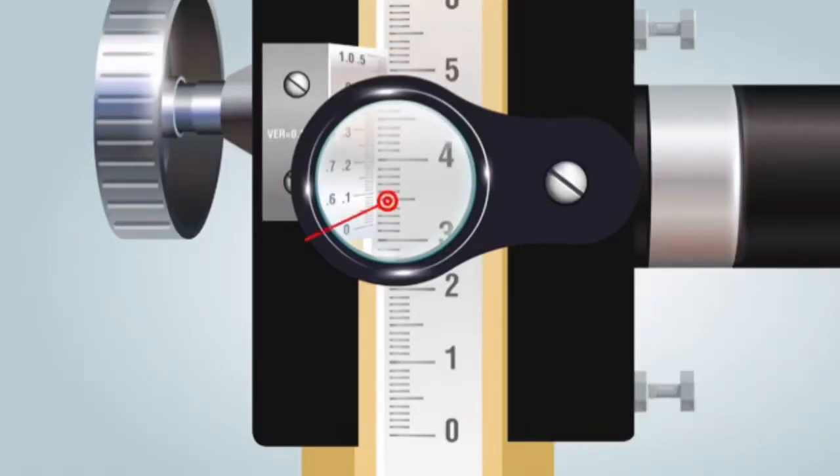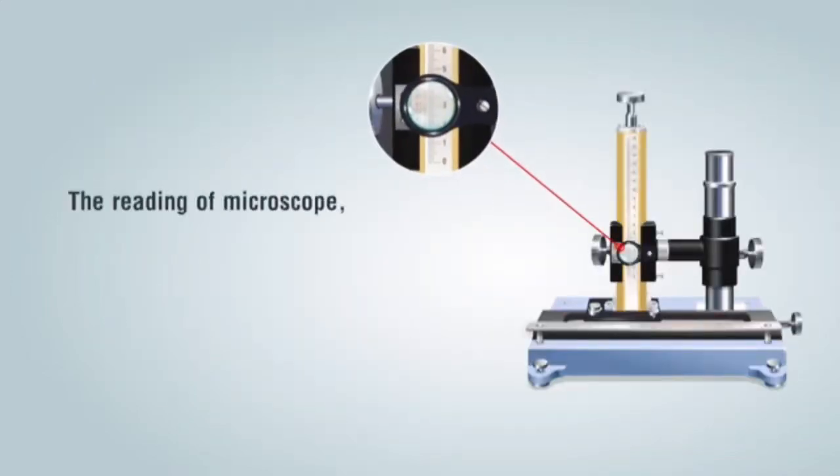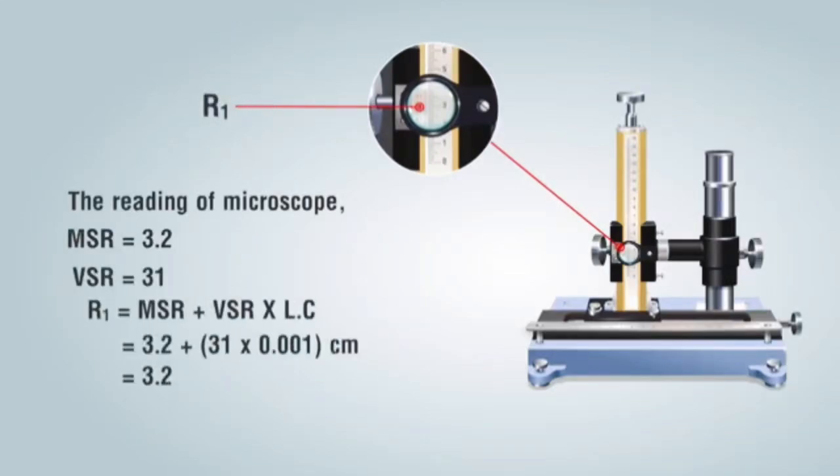Note the main scale reading just before the 0 mark of the vernier scale. Use the magnifying lens attached to the microscope and note the vernier scale division that coincides with a division of the main scale as the vernier scale reading, VSR. Now calculate the total reading of the microscope, R1.